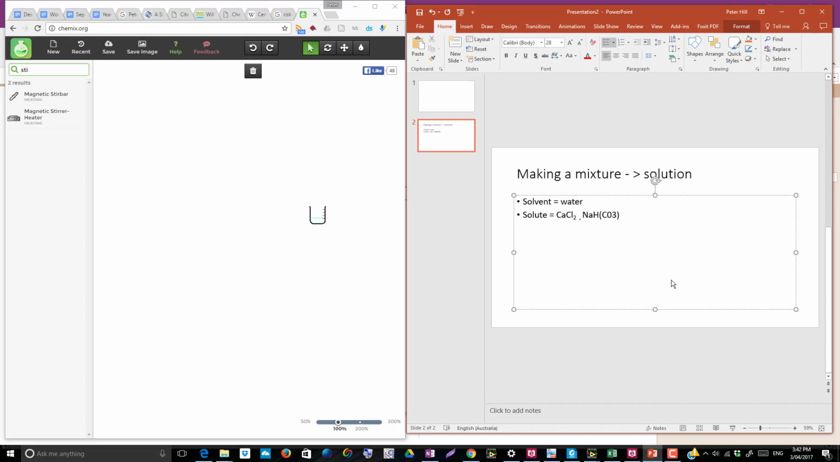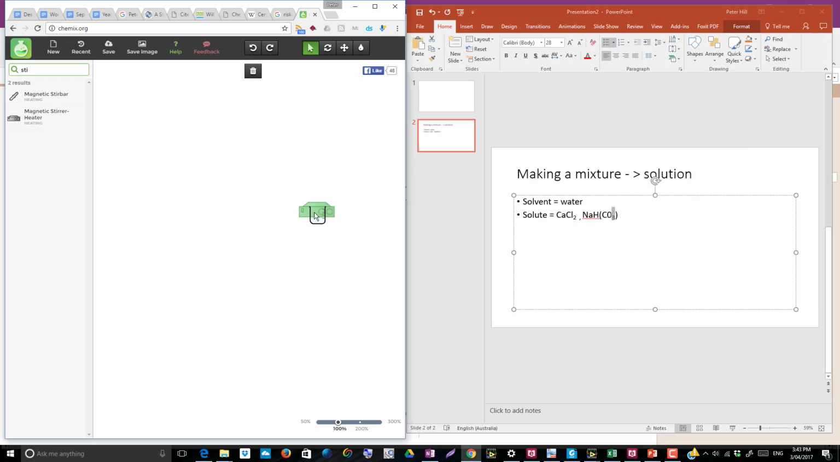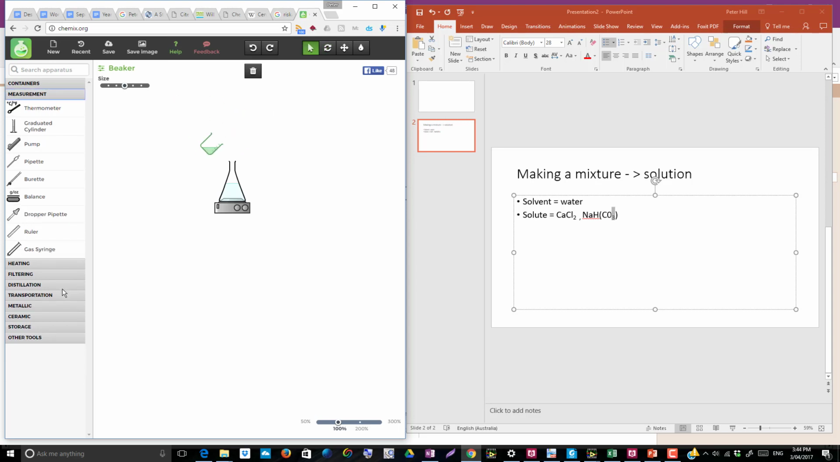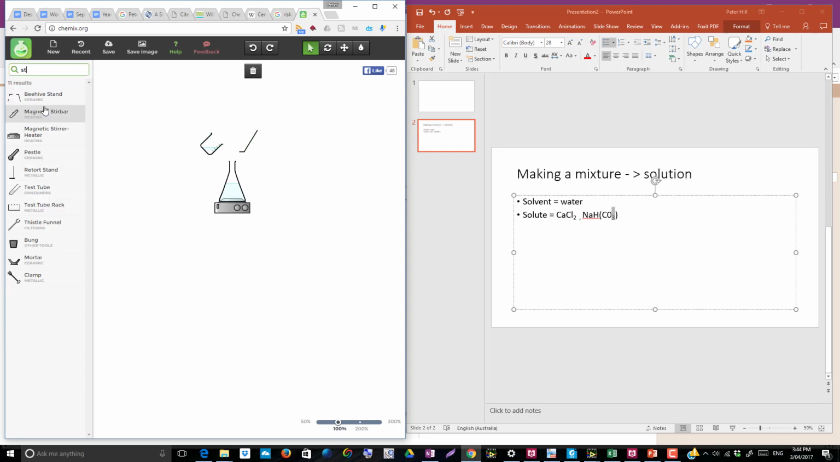This one is looking at separations, and the first thing we do in separations is make a mixture. The mixture is the standard solution mixes. There are two types of mixes, solutions and suspensions. We have the solvent of water and the solute of either calcium chloride or another chemical we're going to add, which is sodium bicarbonate.